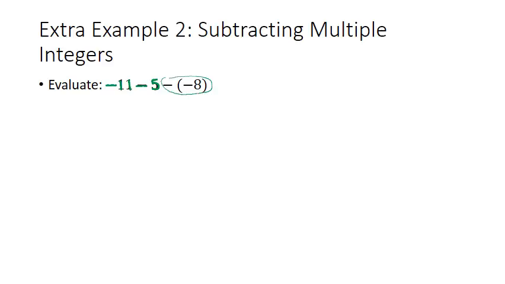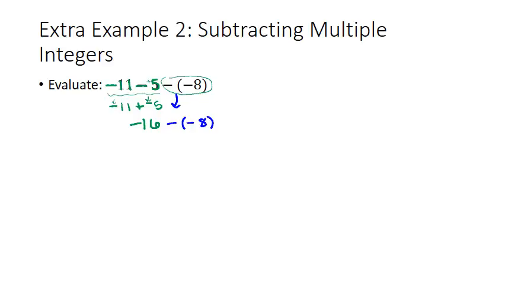So now as we look at this, we can say negative 11 minus 5. Well, subtracting this positive 5 is going to be the same as adding a negative number. So negative 11 plus negative 5 is the same as negative 11 minus positive 5. Well, now since these two numbers have the same sign, negative 11 plus negative 5 is just going to become negative 16. Then, because we haven't touched this yet, we still have to bring all of this down. So we still have negative 16 minus negative 8.